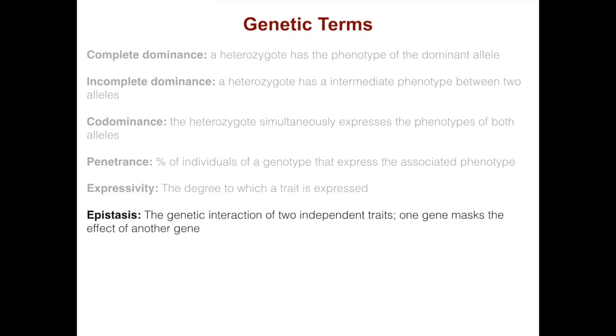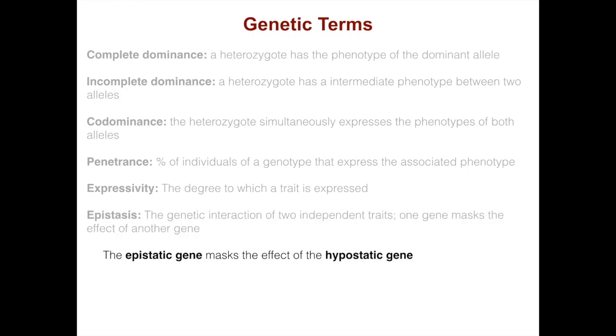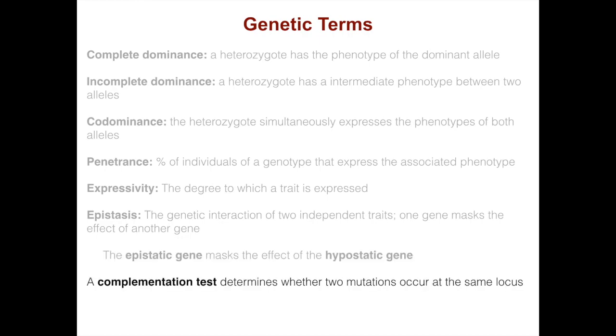Epistasis, the genetic interaction of two independent traits, usually where one gene masks the effect of another gene. The epistatic gene masks the effect of the hypostatic gene. A complementation test determines whether two mutations occur at the same locus.